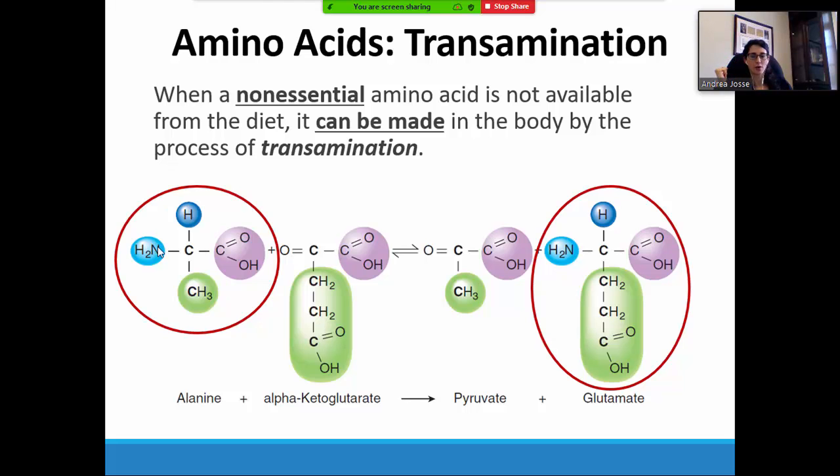Again, you're taking the amine group off one and you're moving it onto another intermediate molecule to create a different non-essential amino acid. And this is really useful for our body because if the body's trying to make a protein that requires glutamate and you don't have glutamate for whatever the reason, your body can make it. And so this is the process of how it does that. Now, this is not done with essential amino acids. Remember, our bodies cannot make essential amino acids. This is only done with non-essential amino acids, as I've shown you here.